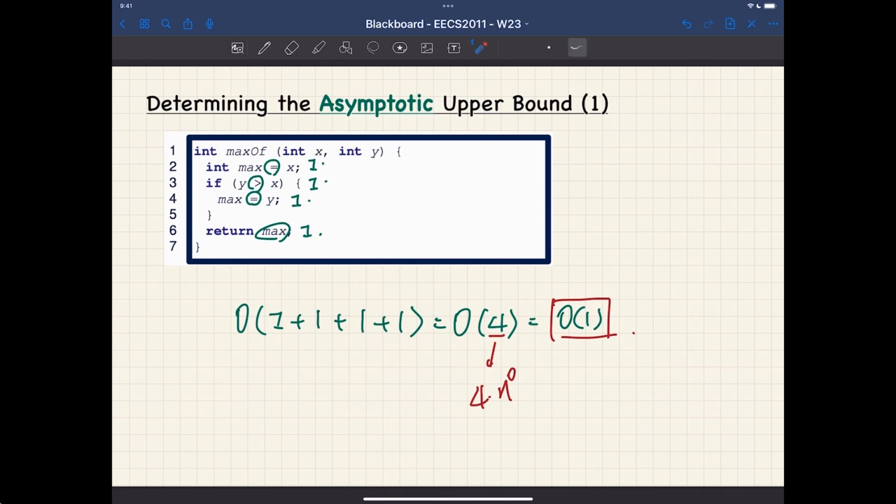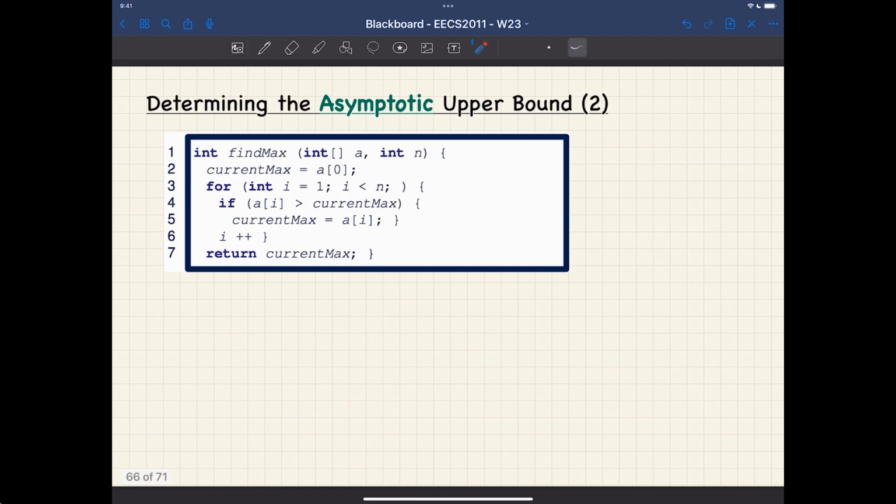All right, the first one. Let's do the second one. How about this one? This is something you know from before, find max. But let me now do this same example with a quicker derivation, rather than counting very precisely. How would I do it? Roughly speaking, line number 2, just 1. I have an indexing and an assignment, just 1, constant.